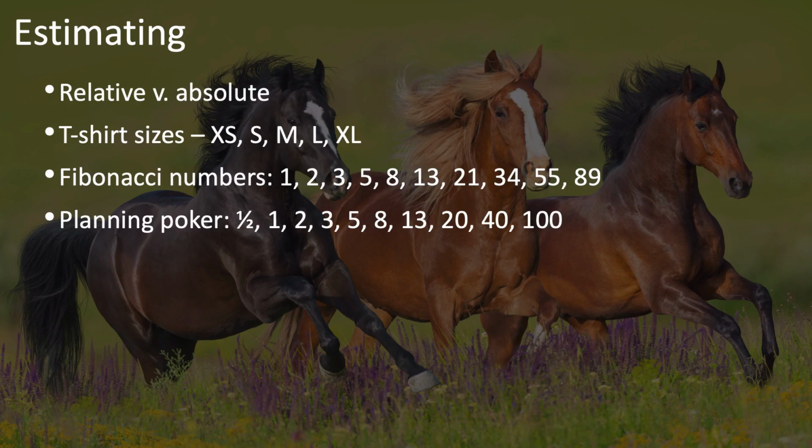Next, we have the question of who assigns these numbers and how. The answer is that it's best if the entire project team is involved in determining these estimates. The whole team should estimate the entire product backlog. A popular technique is called planning poker, in which each person has a special deck of cards. Each card has a number on it that's based on the Fibonacci numbers, or it could be t-shirt sizes or whatever sizing values you're using.